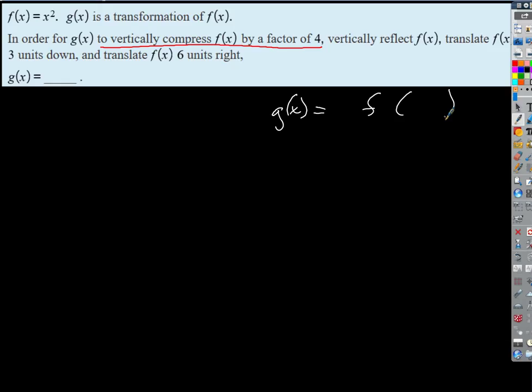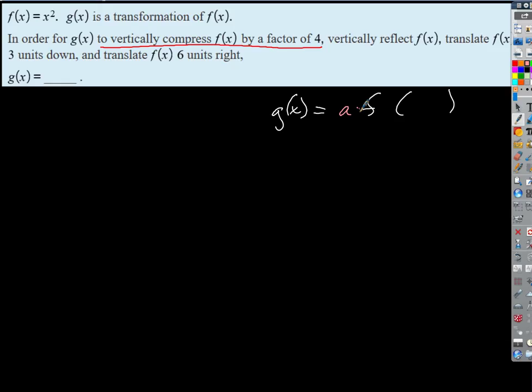So one of them was A. Where does that one go? Where does A go if we're going to write g of x? Right behind the F? Are you sure? You're thinking of B, I think. A goes in front of everything, in front of the function. That's what we're multiplying the function by, okay?